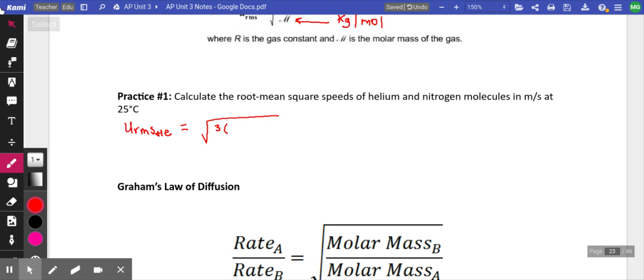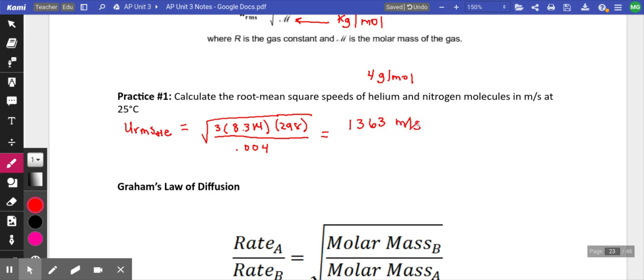So I'll take 3 times my gas law constant, which in this case is going to be 8.314, times my temperature, which is 298. Again, it does still have to be in Kelvin because we're dealing with gases, and my temperature for gases is always in Kelvin, and then divided by the molar mass in kilograms per mole. So I know helium's molar mass is 4 grams per mole, which is the same thing as saying it's 0.004 kilograms per mole. So I plug this into my calculator, and my answer will come out in meters per second, and my answer should come out to 1363 meters per second.